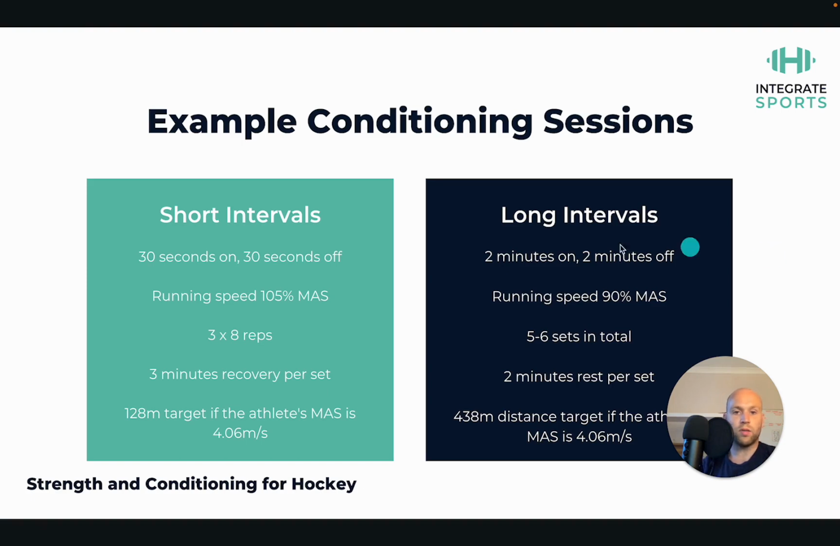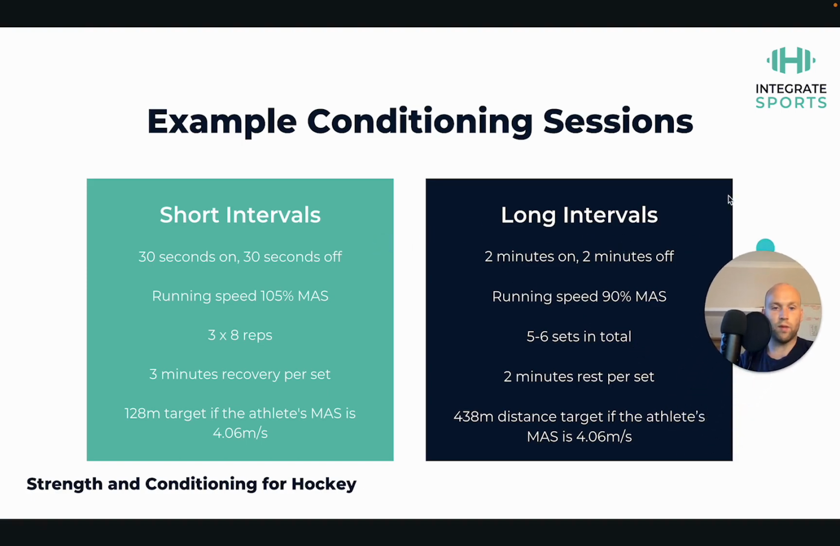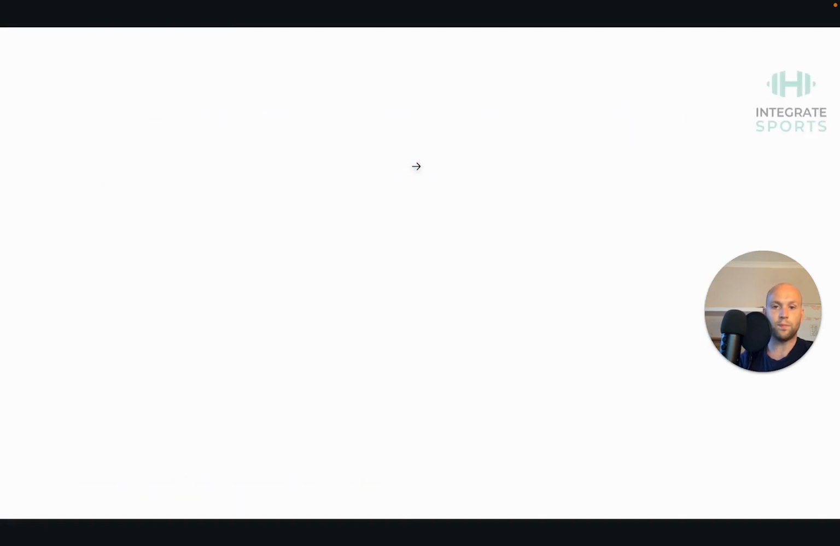In long intervals, which is typically anything over 2 minutes to 5 minutes, sometimes 6, running speed at 90% again, so we've already done the maths on this one, you'd probably be looking at around 5 to 6 sets, 2 minutes rest per interval, and a distance target there of 438 meters if the athlete's MAS score is 4.06. Okay, so 2 example sessions there of how we can prescribe just off of that very simple 16 pitch lengths run.